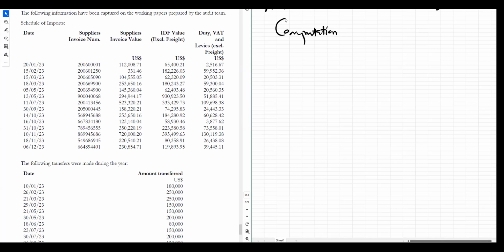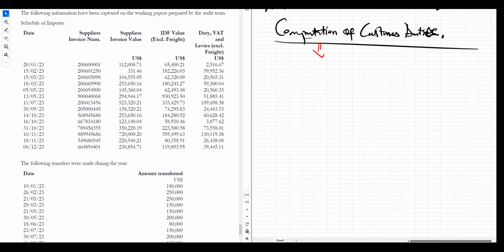So let me teach you how to compute customs duties. Computation of customs duties. Where you have to compute import duties, they are computed on what we call the transaction value. I said they are computed on what we call what? Transaction value. Yeah, the transaction what? Value.